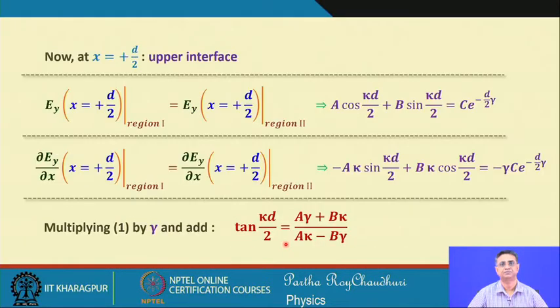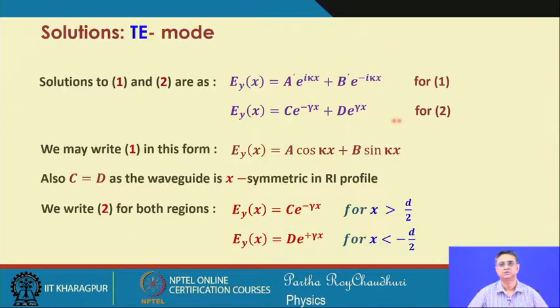Now, we will use the boundary conditions for the continuity of the tangential component of the fields. So, at x equal to plus d by 2, that is at the upper interface, we can use that U y must be continuous across the interface layer, and that gives you a cosine. I just have to plug in x equal to plus d by 2 on either side of this equation, this equation and this equation.